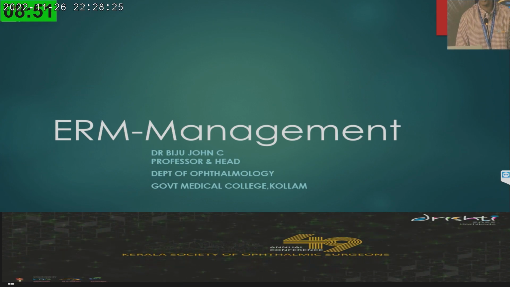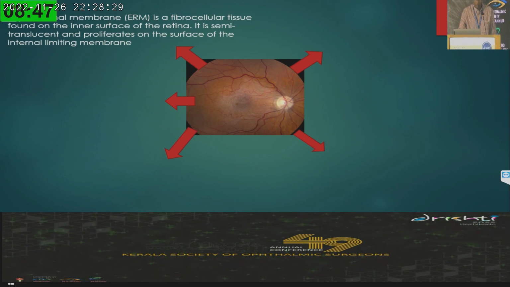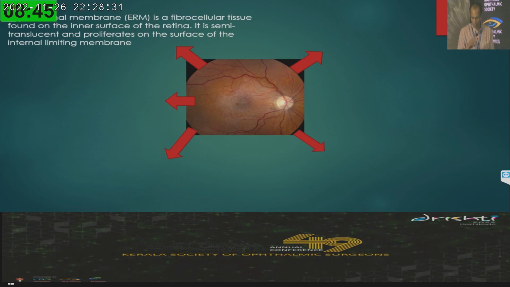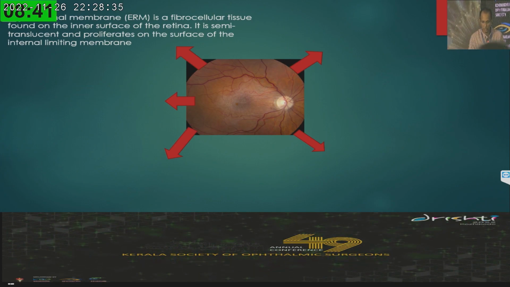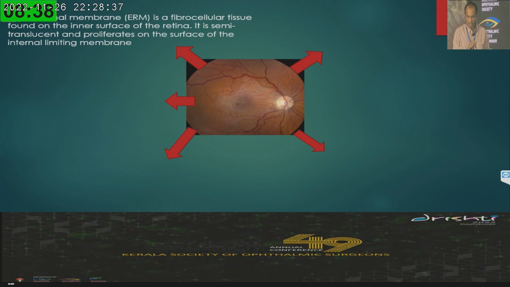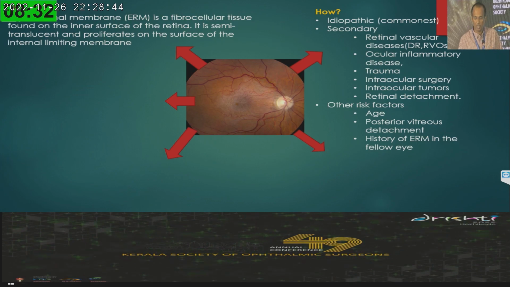So I will be talking about the ERM, Epiretinal Membrane Management. A slide first to just let you know what it is. It's a fibrocellular tissue found on the inner surface of the retina, semi-translucent, and proliferates on the surface of the internal limiting membrane. Now we have basically two situations where you have the ERM.